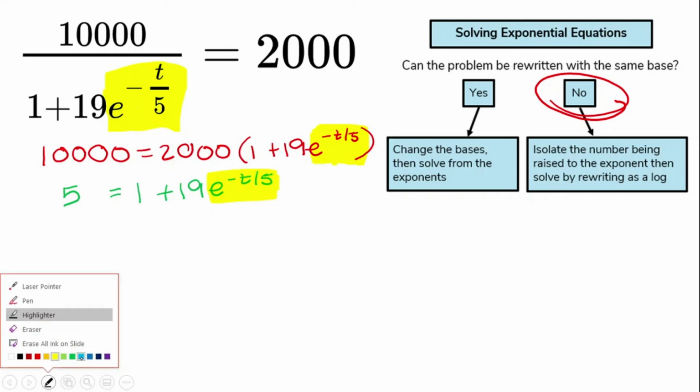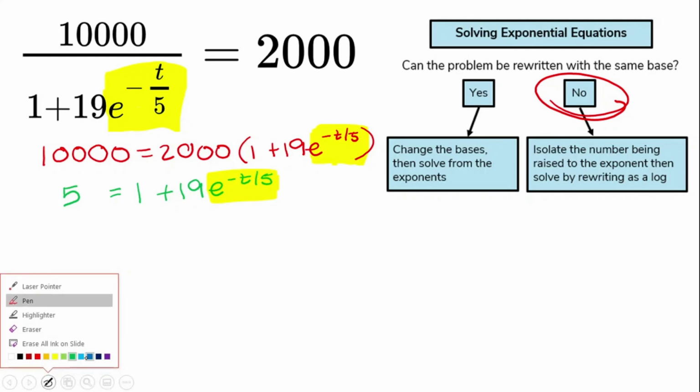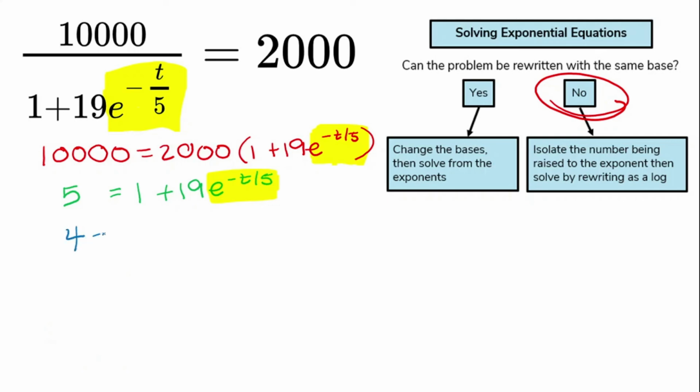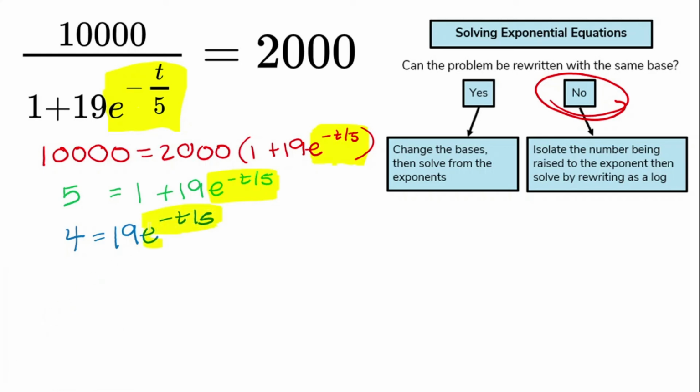Next, to continue solving for that yellow piece, I need to subtract 1 from both sides. That's going to give me 4 on the left side. Struggling getting my pen out right here. Here we go. 4 on the left side. And then for my final step to get the yellow shaded part all by itself, I need to divide both sides by 19. And this is our final step before we rewrite the problem as a log. Now, instead of me trying to figure out what 4 divided by 19 is, I'm just going to write 4 over 19 on the left side.